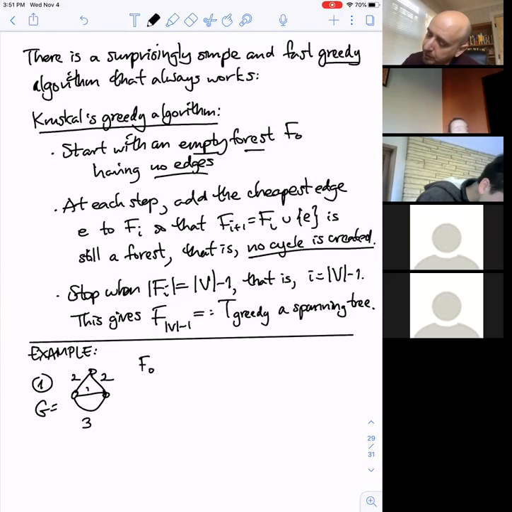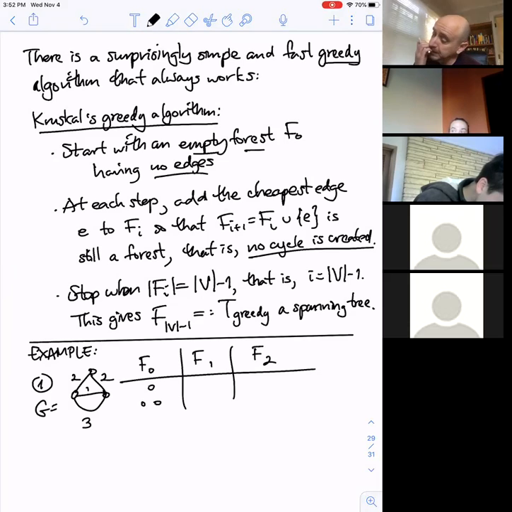We got F0, F1, and F2. So F0 is just going to have no edges at all. F1 says pick the cheapest edge that you can add in to F0 that doesn't create any cycles. Well, not much choice. There's somebody whose cost is 1, and there's not 2 things with cost 1, so that's your cheapest.